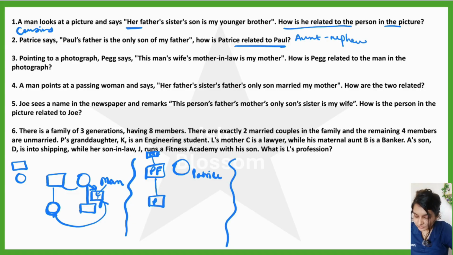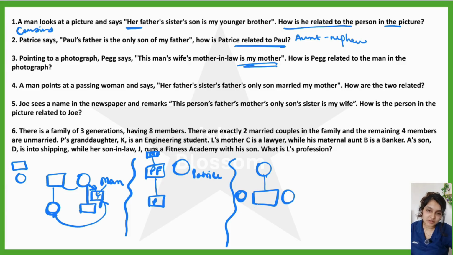Third question. Pointing to a photograph, Peg says, this man's wife's mother in law is my mother. How is Peg related to the man in the photograph? Okay. So there is a man. This man's wife's mother in law means the man's mom. She's my mother, which means I am either this man's sibling, right? Because it says she is my mother, or else there is also one more possibility that I could be the man itself, right? Because we don't know the gender of Peg, so these questions are tricky that way.